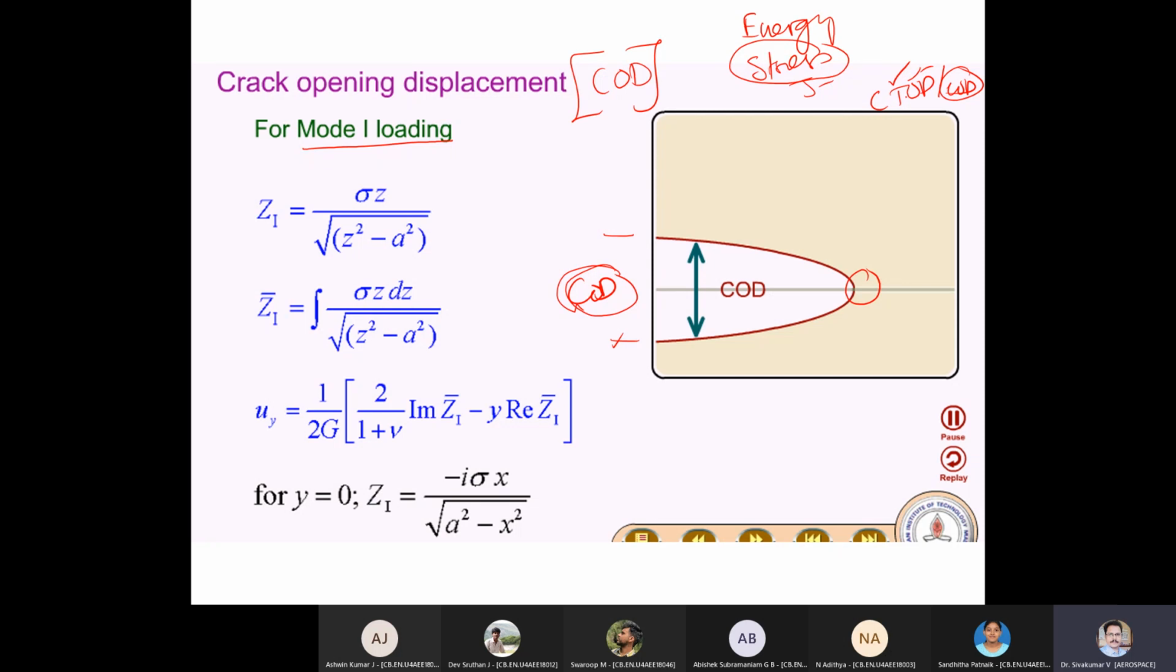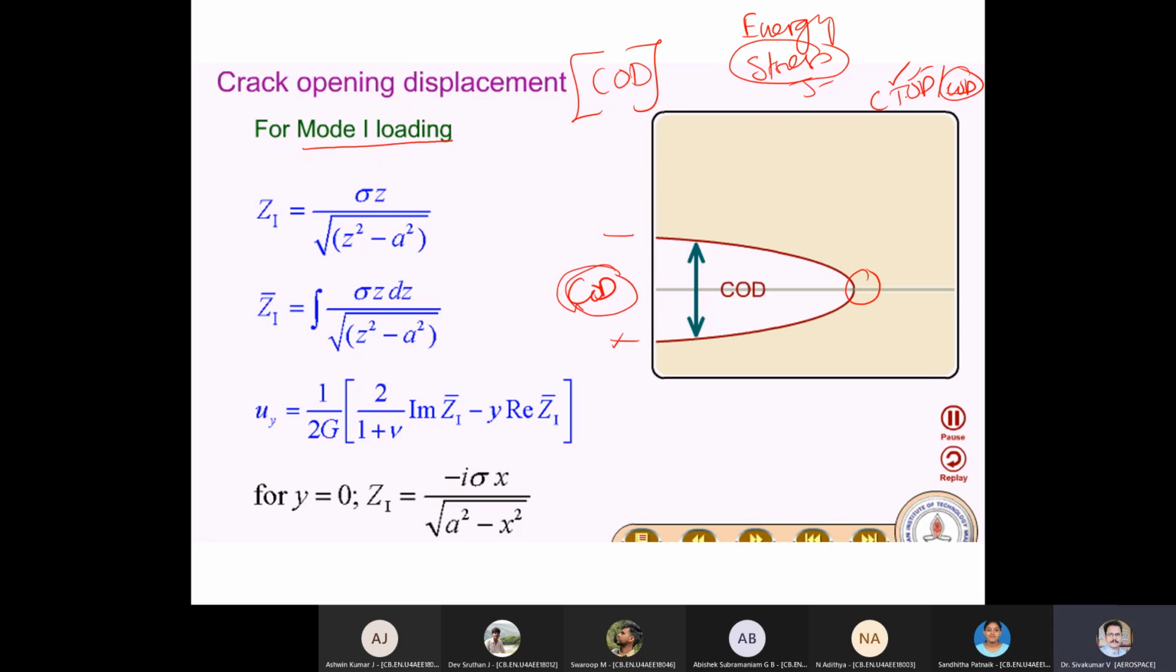Here we are mainly focusing on mode 1 type of failures, because it is the more commonly encountered failure mode. Mode 2 is a sliding mode, you know very well. It is not much popular or common in reality.